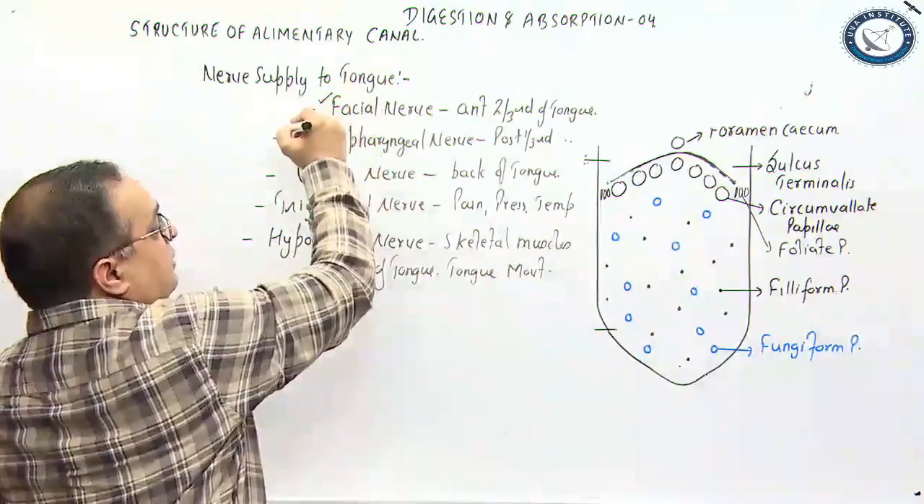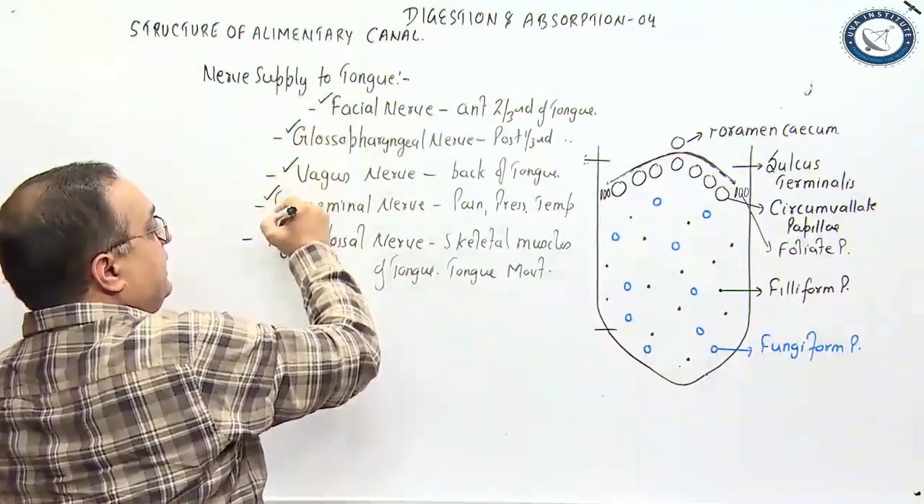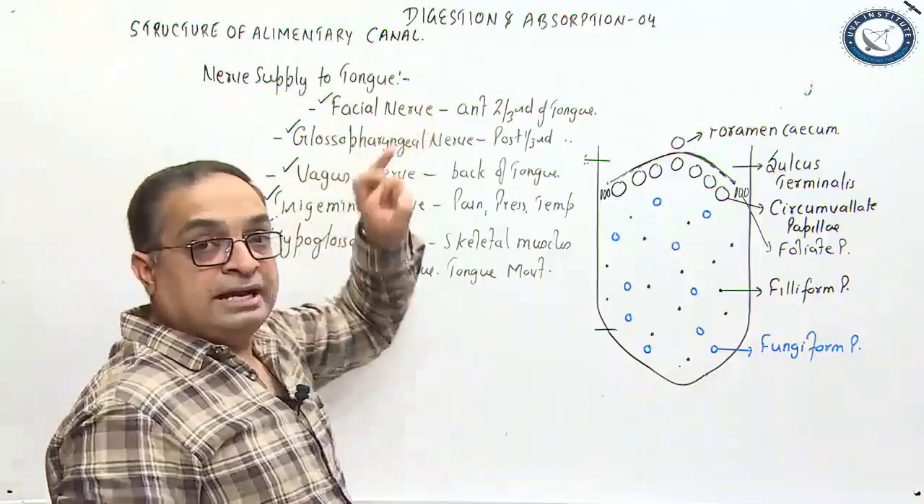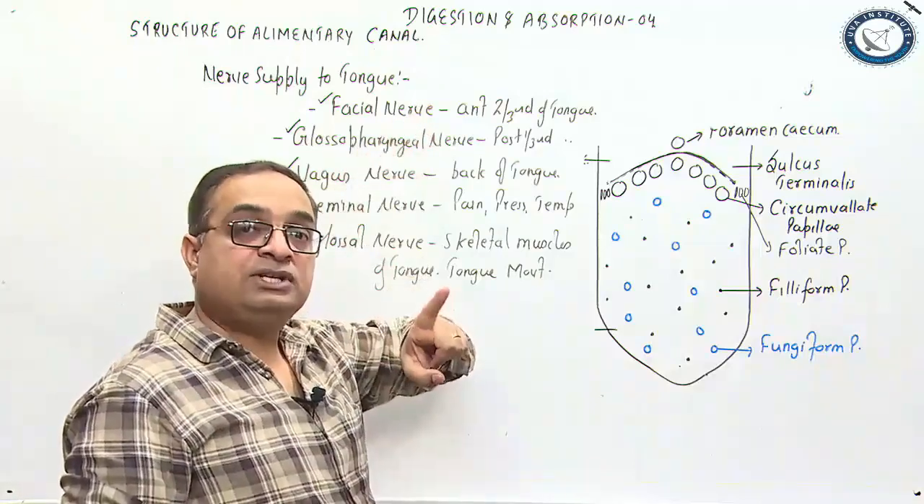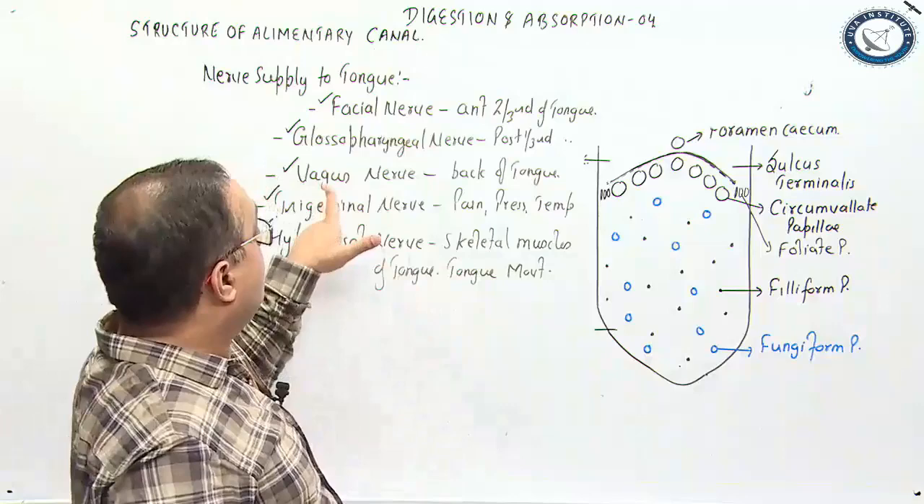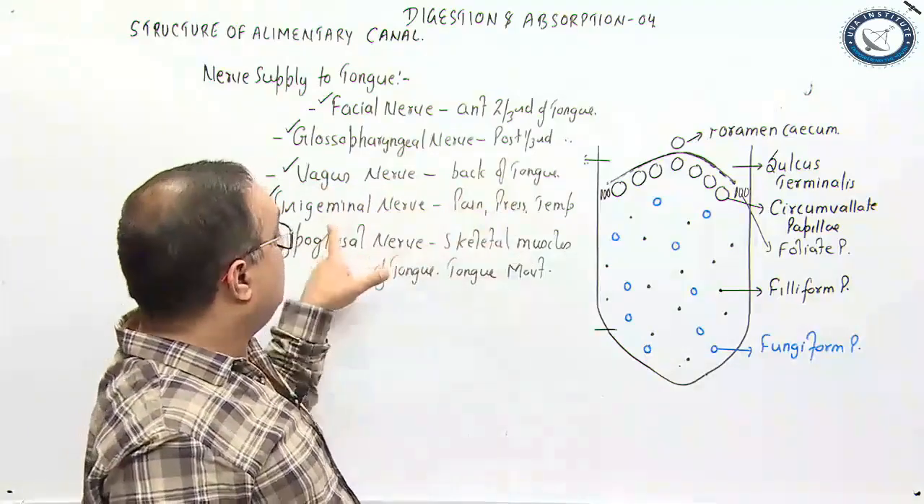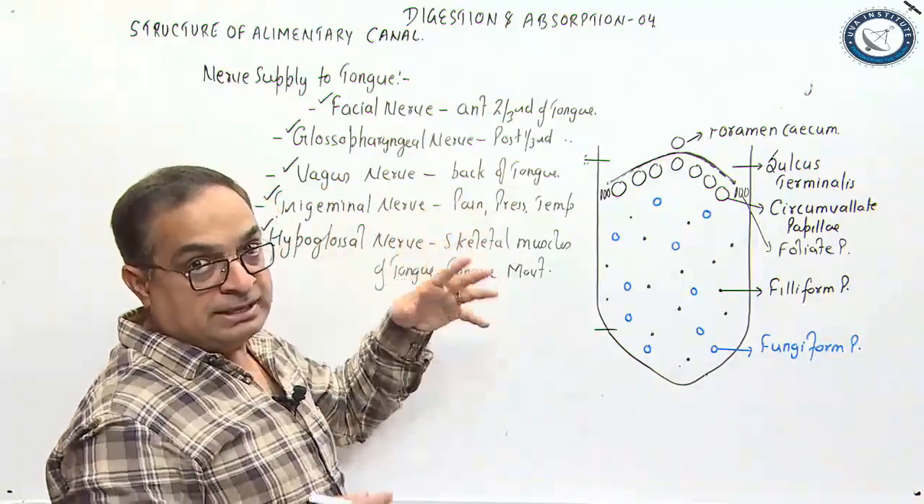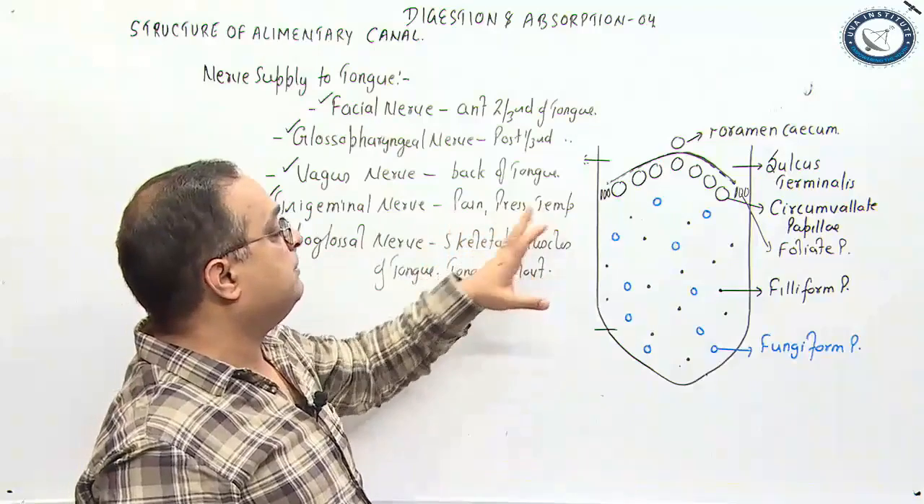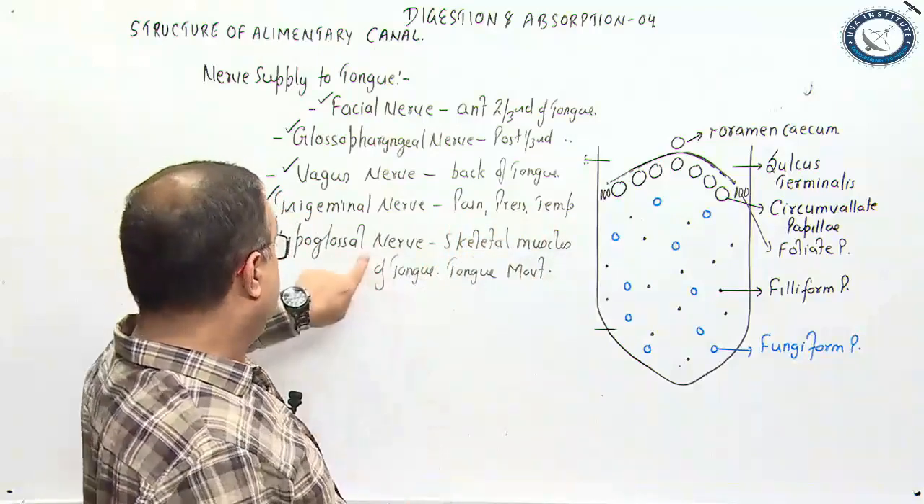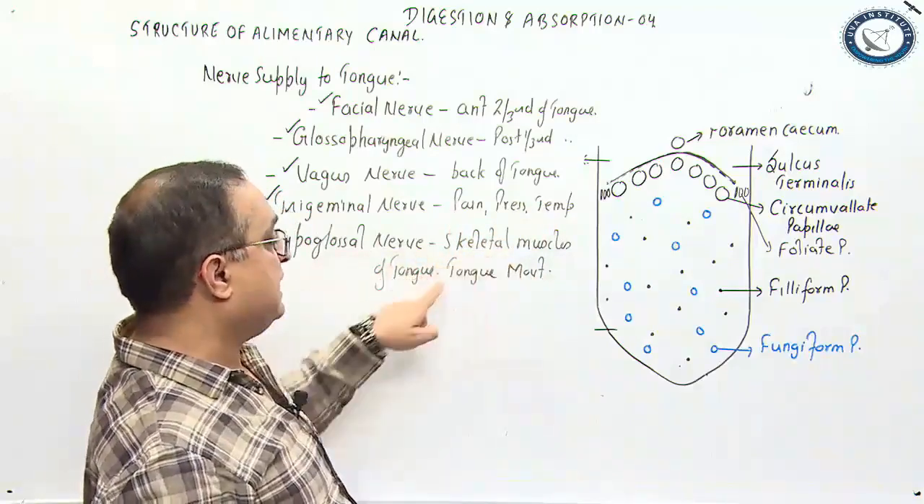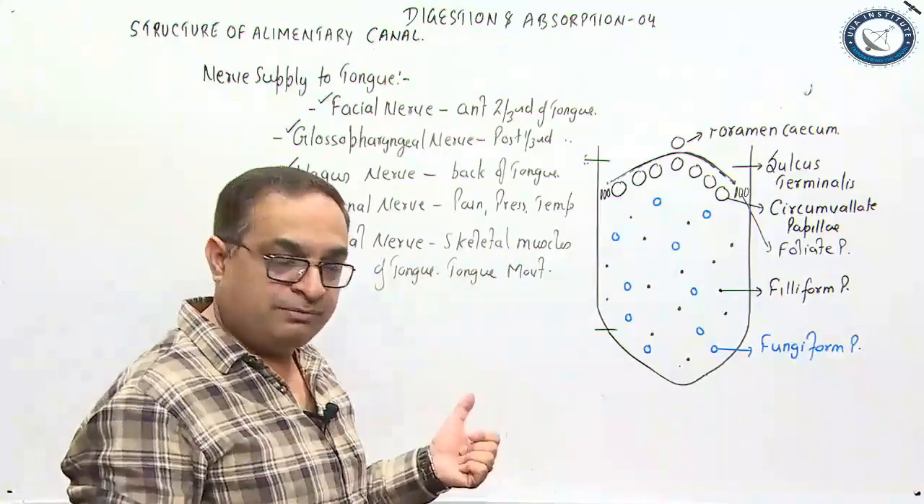So these are the nerves, cranial nerves, which supply tongue. Facial, anterior 2/3 of tongue. Glossopharyngeal, posterior 1/3 of tongue. Vagus nerve, back of the tongue. Trigeminal nerve, it supplies the entire tongue for pain, pressure, temperature, these sensations. Hypoglossal is supplying the skeletal muscles, and it is for tongue movement.